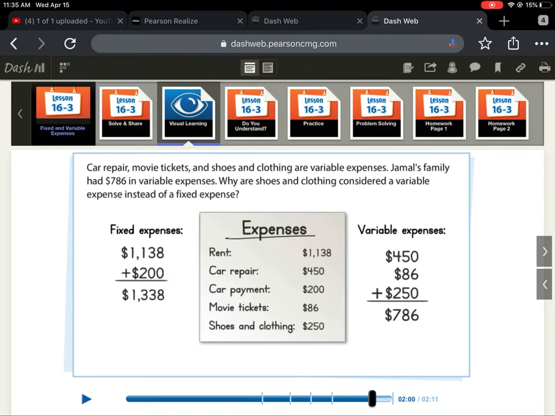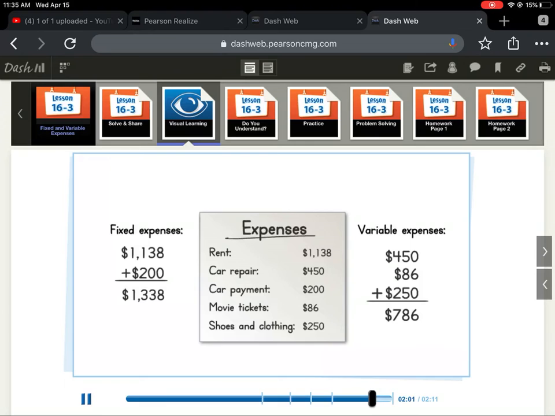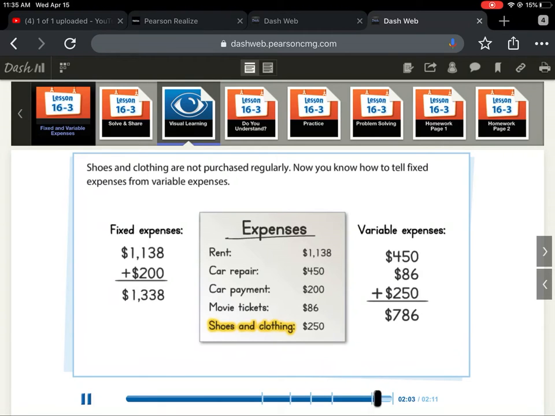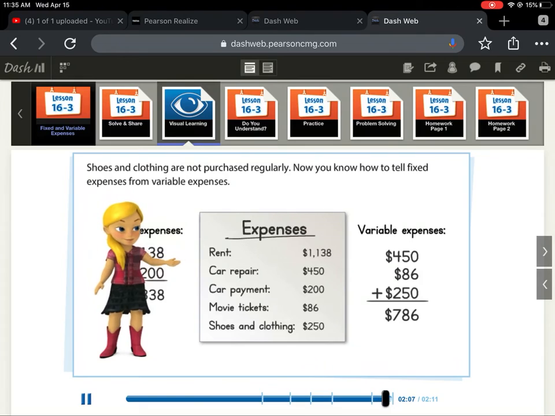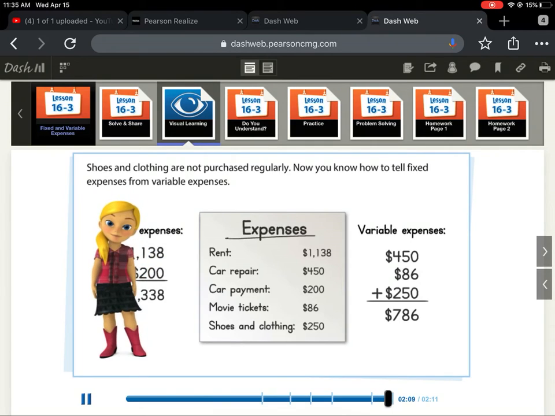And then the shoes and the clothing, we talked about it. A lot of us, we buy clothes when we're going back to school, maybe on our birthday, if the pants don't fit us anymore. But if not, we're not going every single month to the store and buying new clothes. Shoes and clothing are not purchased regularly. Now you know how to tell fixed expenses from variable expenses.